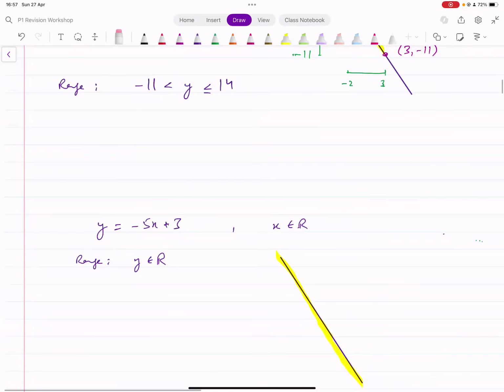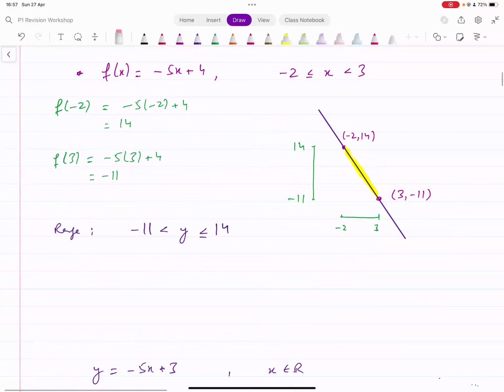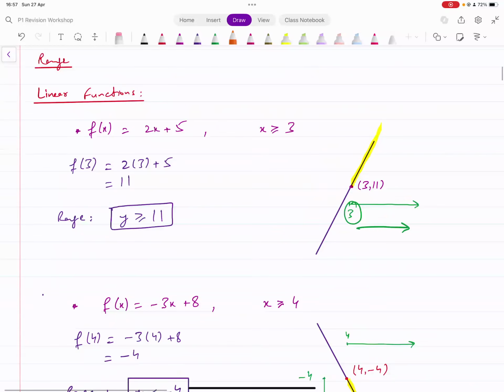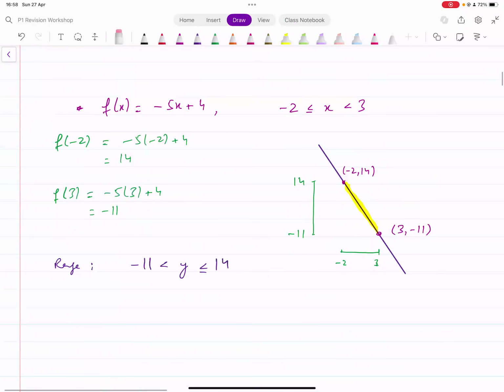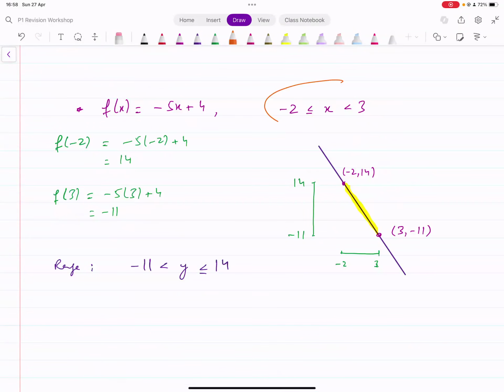Now that's about linear functions. In linear functions, all we have to think about is the endpoints of the domain. Think about what happens at 3, think about what happens at 4, find the corresponding y value, and look at the graph and see what the range is going to look like based on that. Similarly here, the domain was from -2 to 3. We just looked at the endpoints and we found the corresponding y values, looked at the graph to figure out the range of the corresponding function.